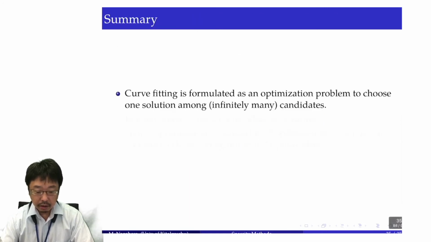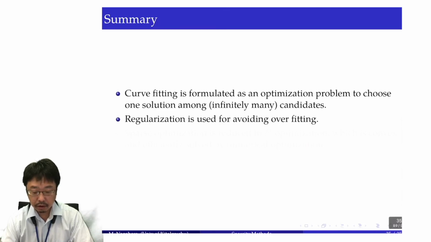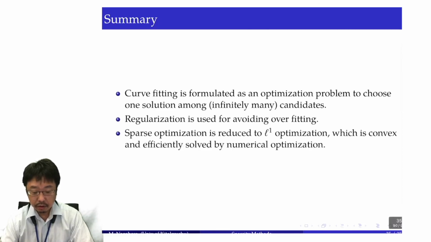Summary: curve fitting is formulated as an optimization problem to choose one solution among infinitely many candidates. Regularization is used for avoiding overfitting. Sparse optimization is reduced to L1 optimization, which is convex and efficiently solved by numerical optimization like CVX on MATLAB.